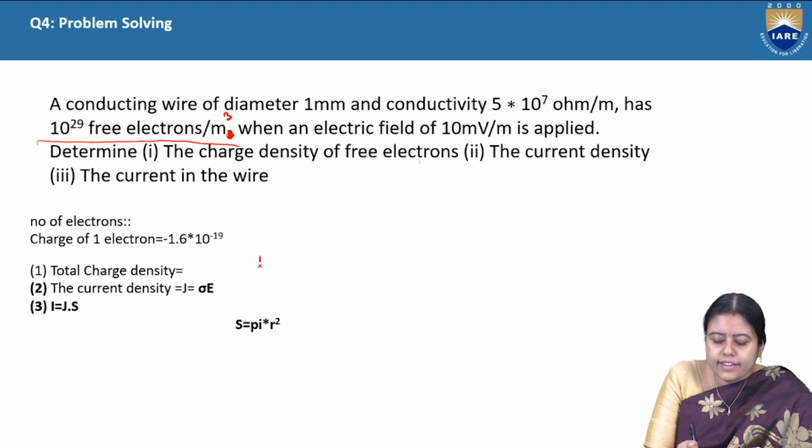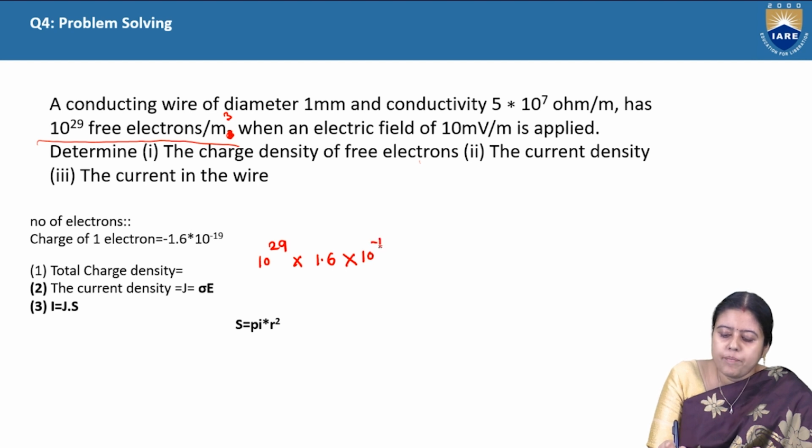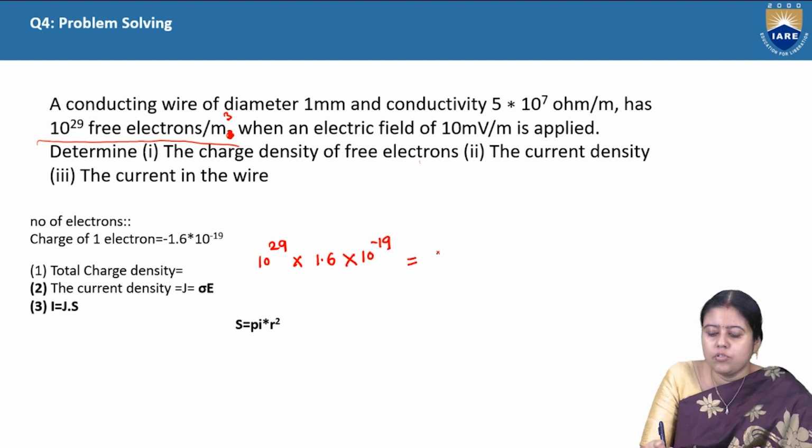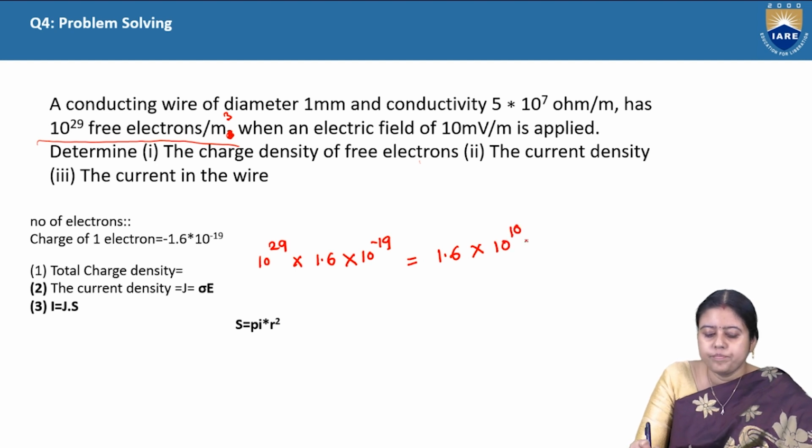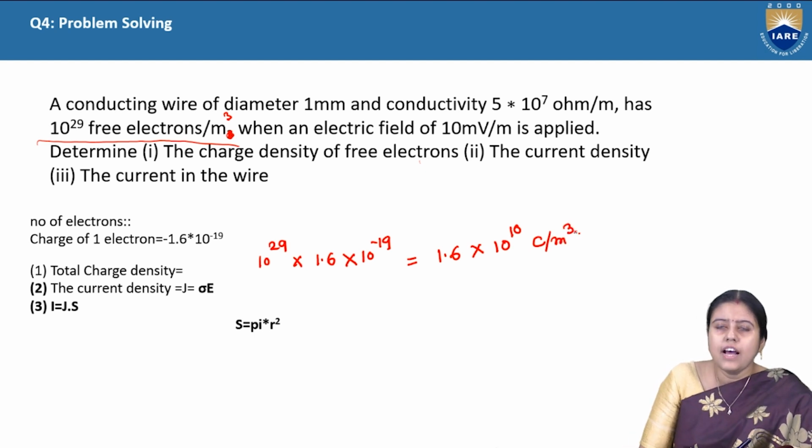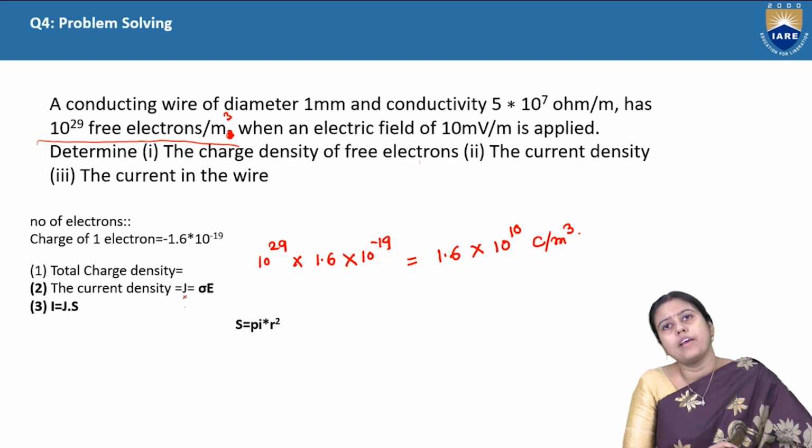So we can write 10 to the power 29 into 1.6 into 10 to the power minus 19, which is equal to 1.6 into 10 to the power 10. And what is the unit of the charge density? Coulomb per meter cube. So this is the charge density. What is the next calculation? The current density. We have discussed current density in the previous slide.